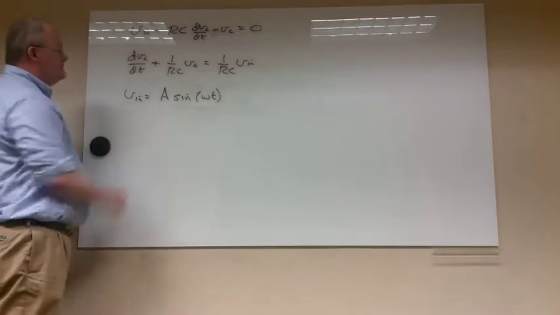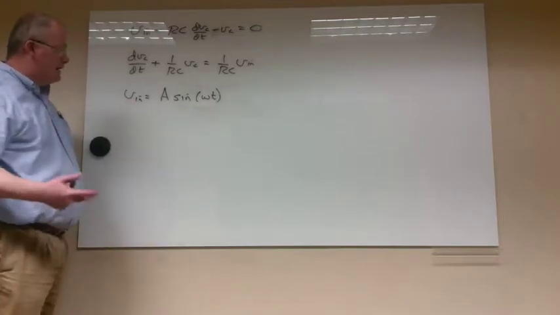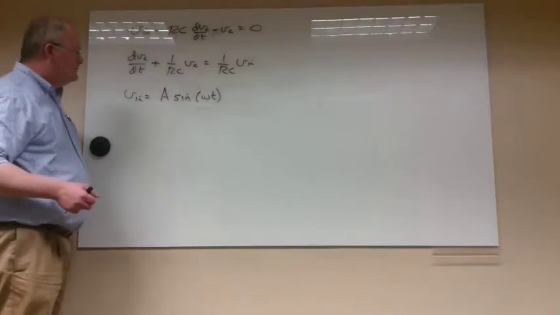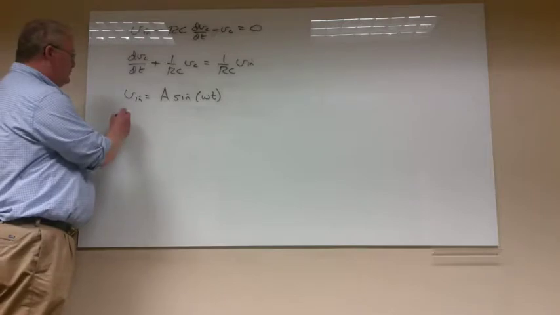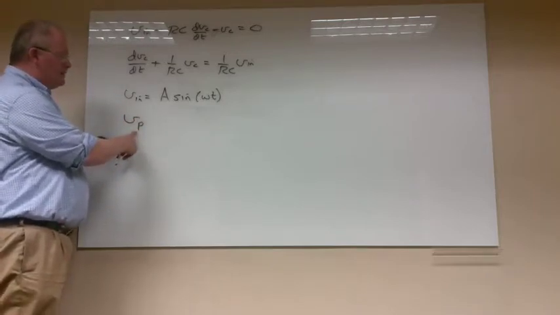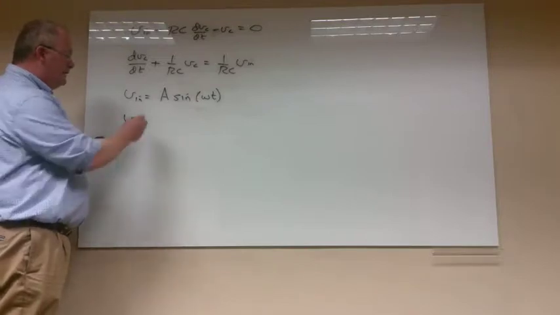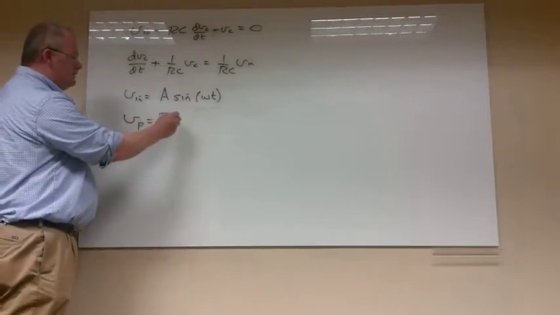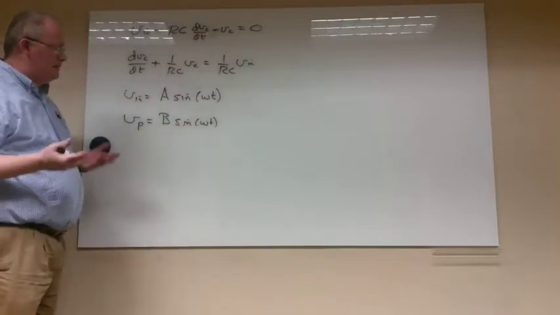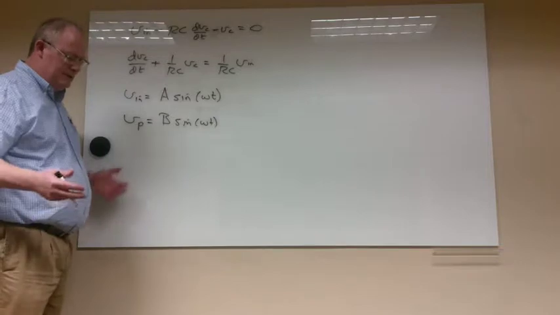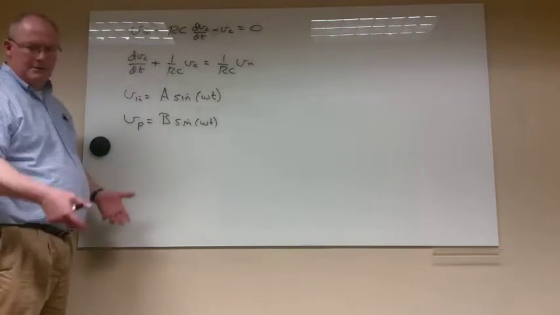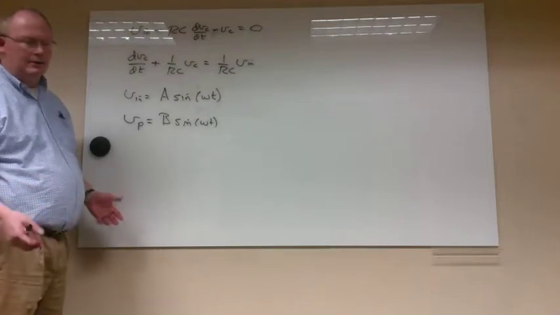So if this is the input, we would expect that our output is going to be something a lot like the input. And so a good choice for a particular solution, which is really to say the capacitor voltage at steady state, what does it look like? A good choice might be B sine of omega t. And the analogy that I typically make, and you may have heard me in class, is if I'm bouncing up and down at 1 hertz in the back of a pickup truck, then I expect the pickup truck is likewise bouncing up and down at 1 hertz.